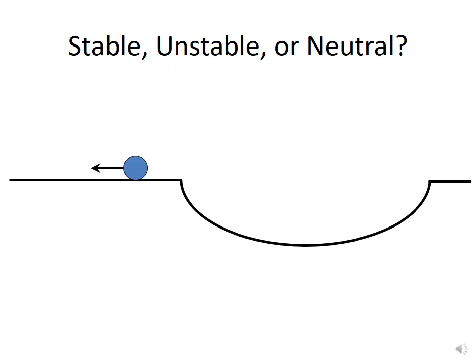Here we're going to move the marble horizontally and then stop it and then see what happens. So in this situation, the marble remained where it was when the forcing stopped, and that is, by definition, a neutral situation.